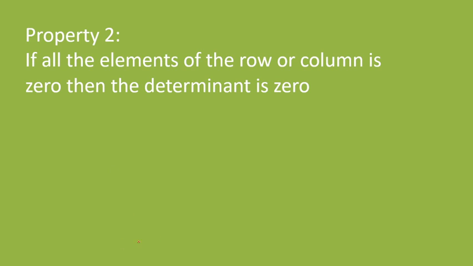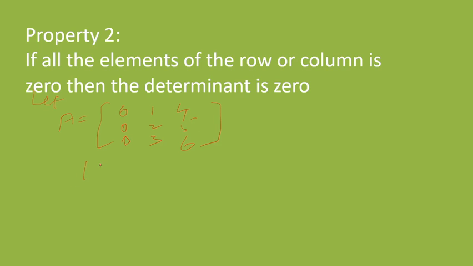That's the first property. Second property: if all the elements of a row or column are 0, then the determinant is 0. Let us take a simple example. Let us assume A is equal to a matrix where the first column elements are all zeros. The second column is 1, 2, 3 and the third is 4, 5 and 6.